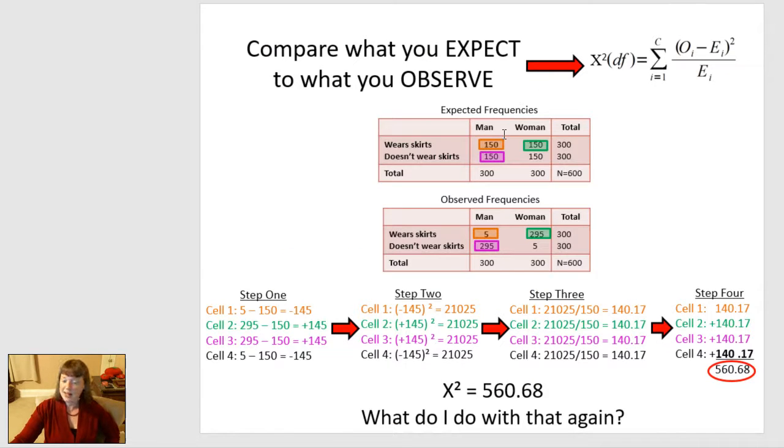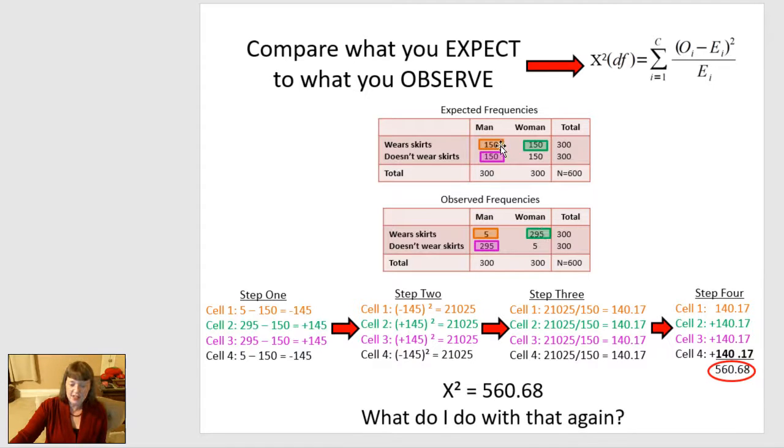I've kept track and I've done it really slowly here for you. I've taken 150 and then I've taken 5 because that's our first cell. That's our first category. And here's that friendly equation for us. I take what I observe, 5, and I subtract what I would have expected in the null universe, in the null model. And I subtract to get minus 145. Then I do this for the second cell.